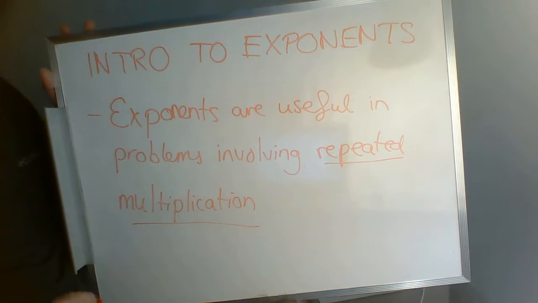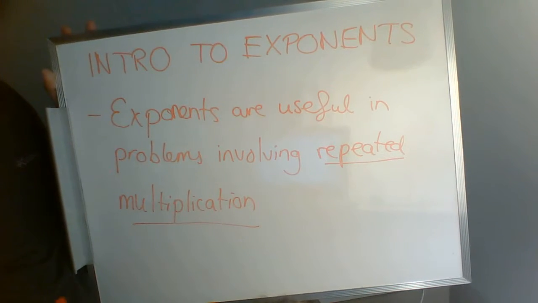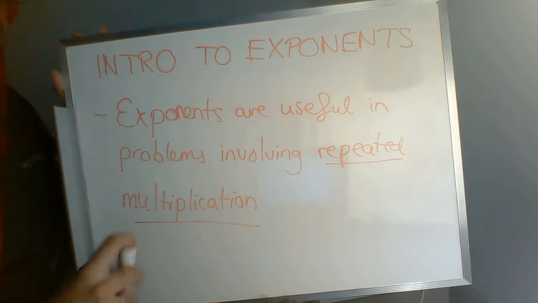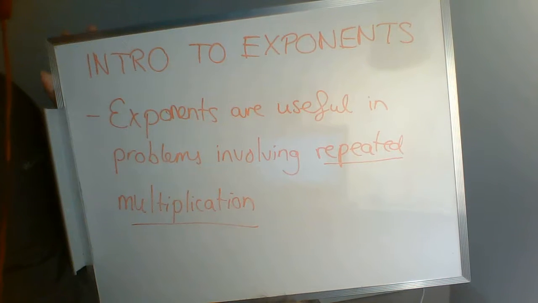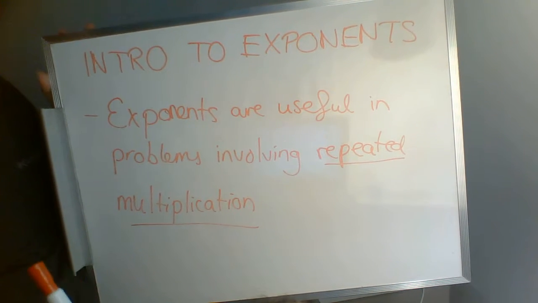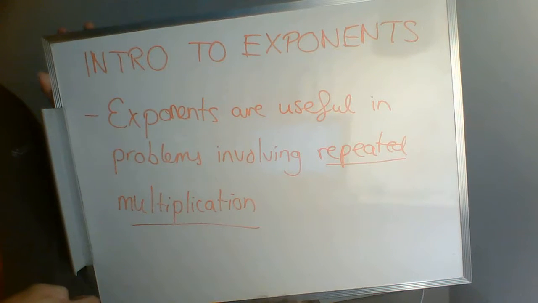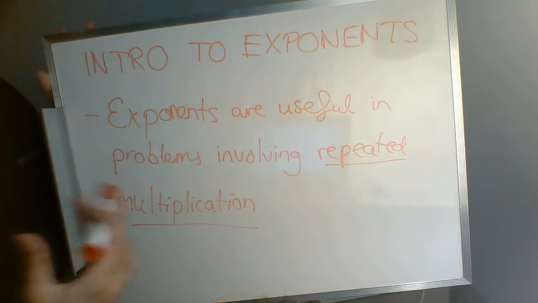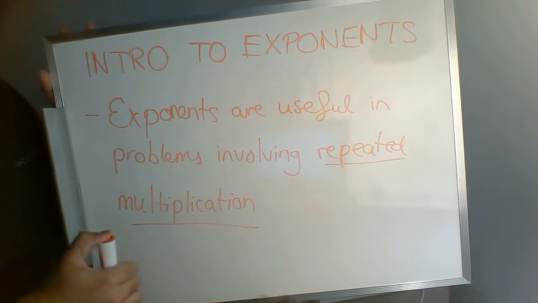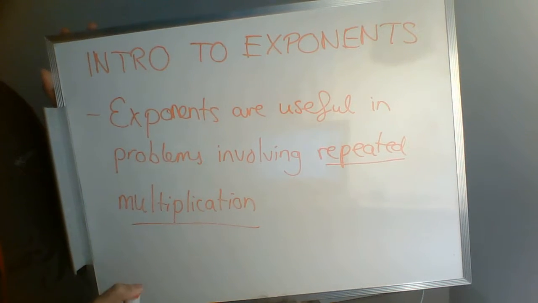Now it's important that you're adding the same thing over and over again, right? If I'm doing 2 plus 3 plus 2 plus 5 plus 7, I can't use very much multiplication in there at all. So it's important that you're adding the same thing over and over again in order to be able to use multiplication effectively there.